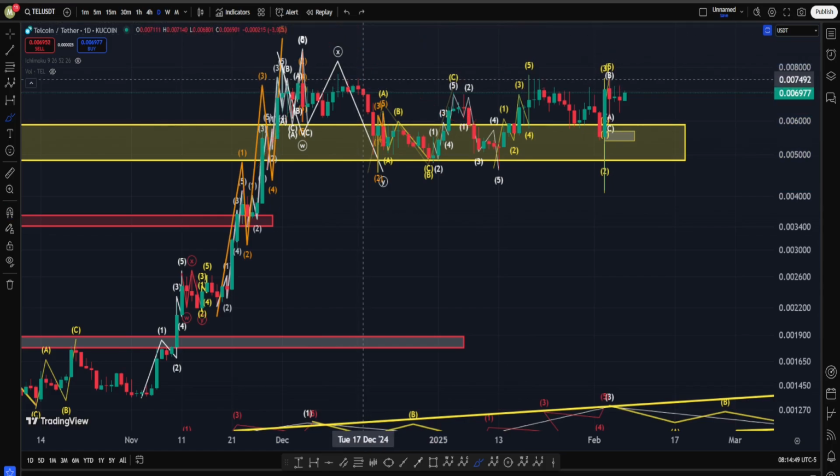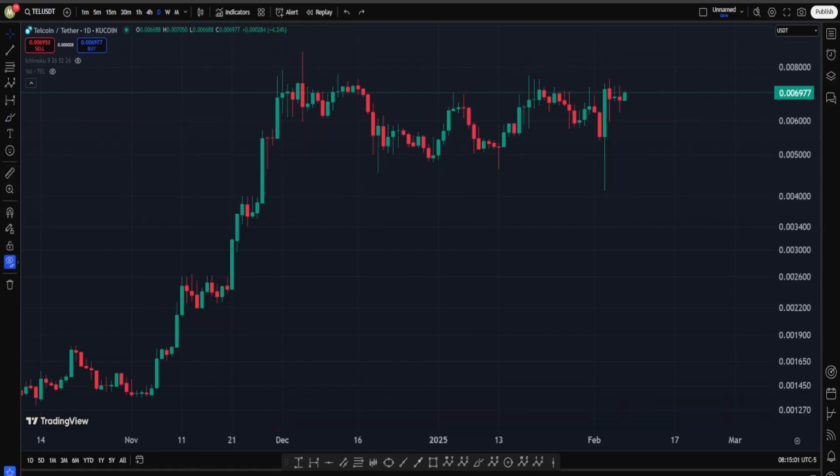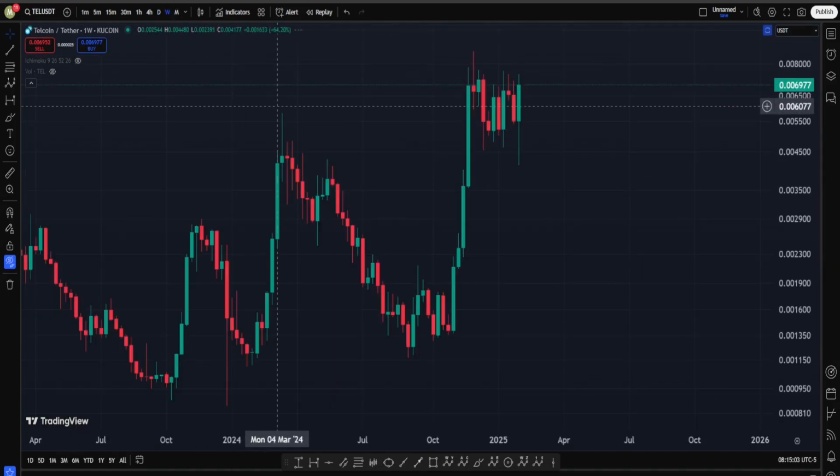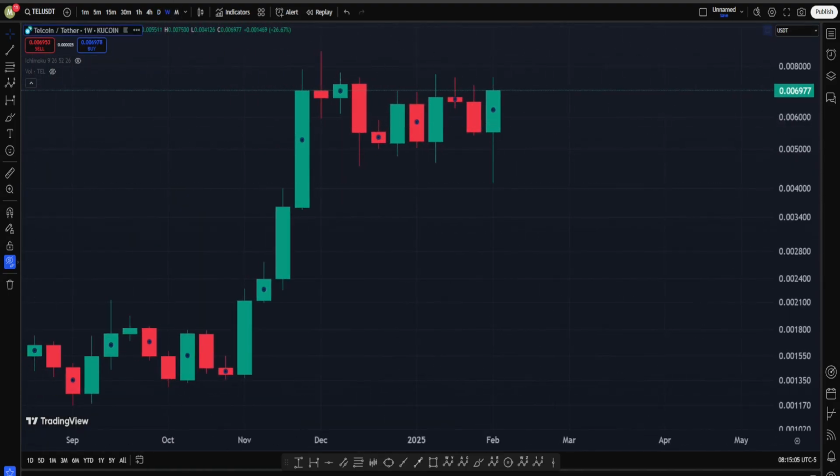Now, here's a very important point. When you get a break of the resistance area, that means at that point, that area is going to act as a support region. And in Telcoin, I can tell you, if I just hide everything, there we go. Let's actually go on weekly time frame and see what is going on.